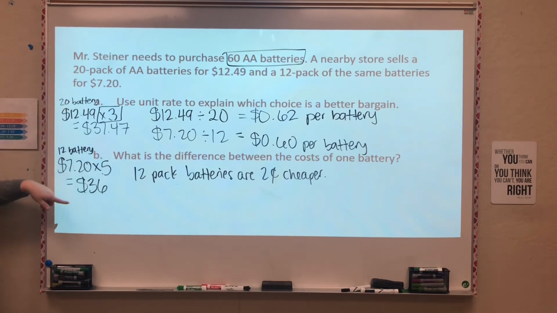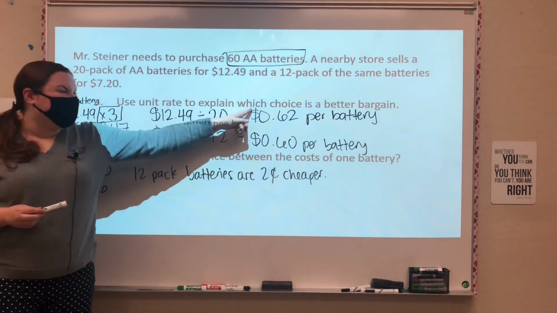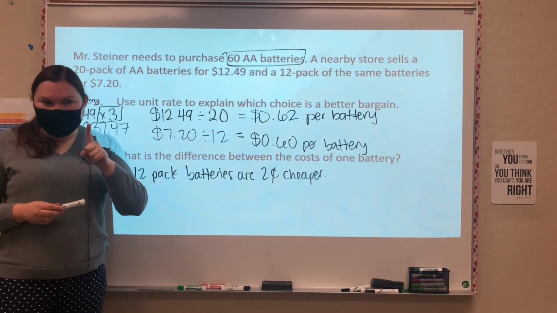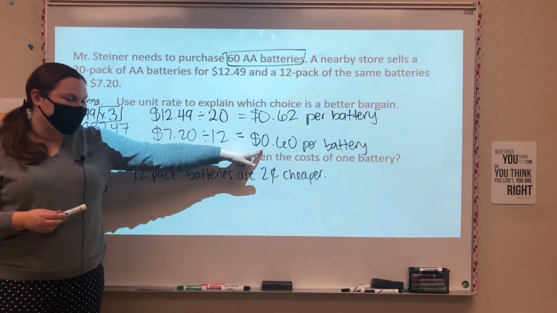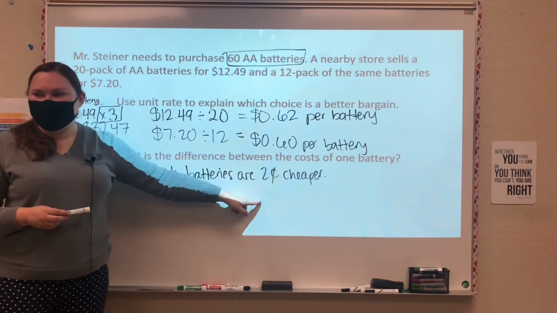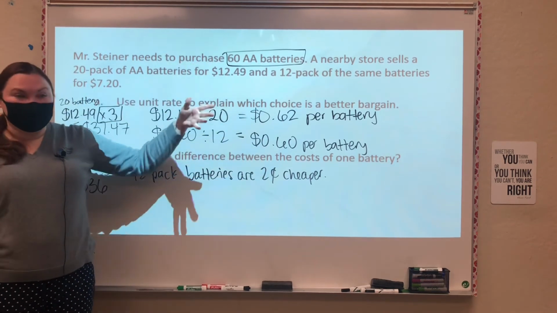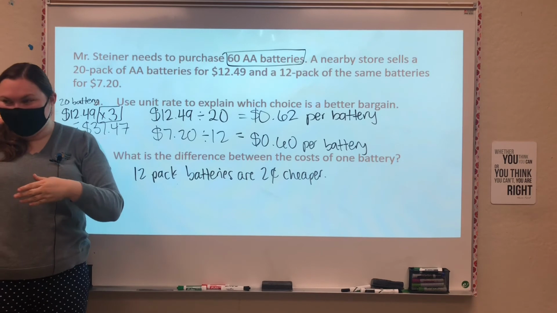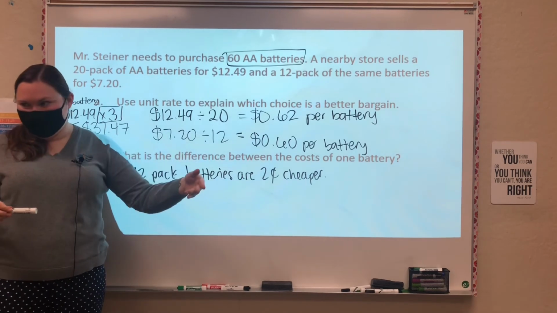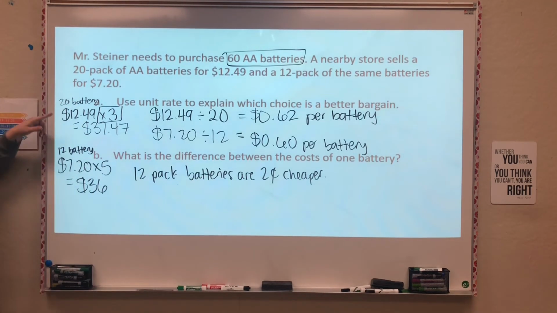This is another way you can compare though. If you're comparing the unit rate, the cost of one battery, you can see that this is a better deal. I know it's 2 cents cheaper, but that does not mean 60 batteries would be 2 cents cheaper. Every single battery you're buying is going to be 2 cents cheaper. So for a total of 60 batteries, Francis has gone and done the math for us, and we can see just how much of a better deal it is.